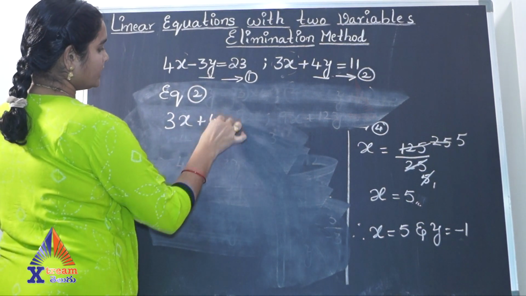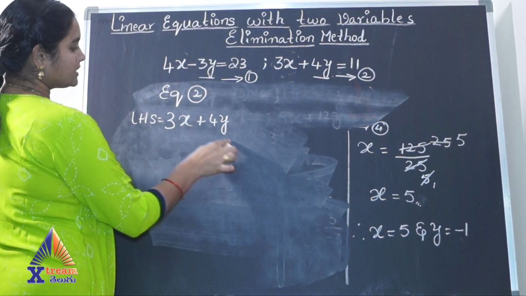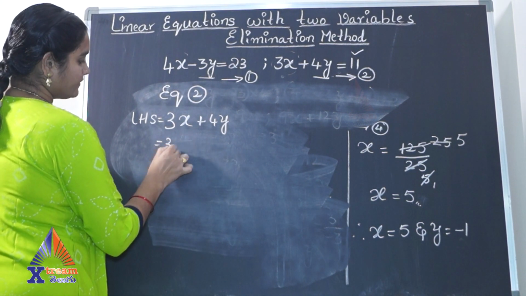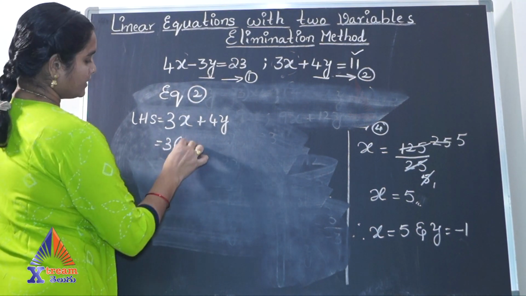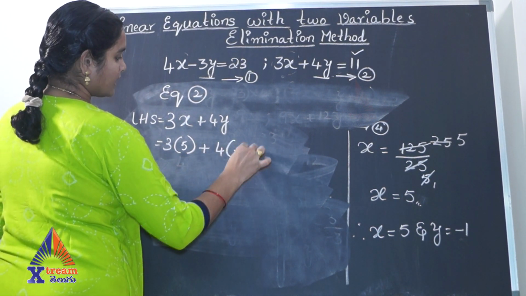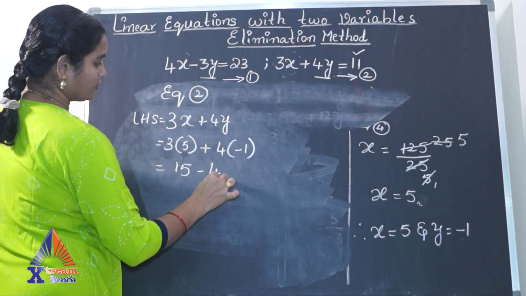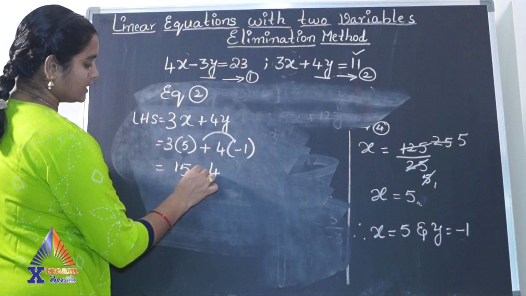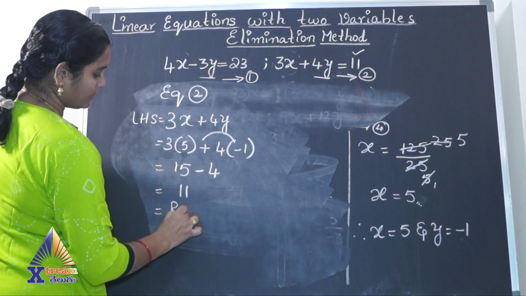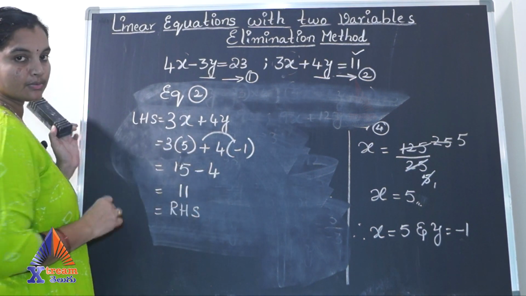(3x plus 4y) is the LHS for us. If we solve this, we should get this 11 as the answer. So we have 3 into 5 plus 4 into minus 1. 3 5s 15 minus 4. Plus of minus is minus, right? So minus 4, which gives us 11. That is nothing but RHS. So here LHS is equal to RHS.